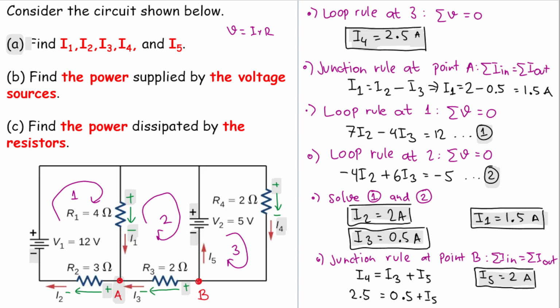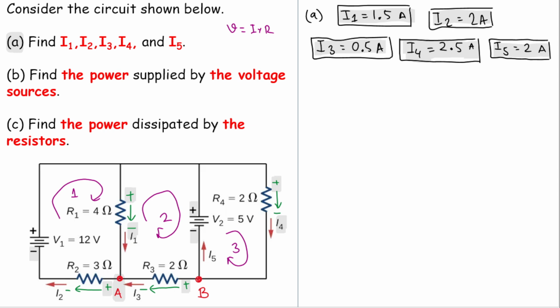And then let's move on to question B and C. Okay, let's save all the currents and clear this up. Okay, now let's move on to question B. Find the power supplied by the voltage sources. Okay, so remember that power is just the voltage multiplied by the current. And we have two voltage sources, right? This one, V1 and V2.